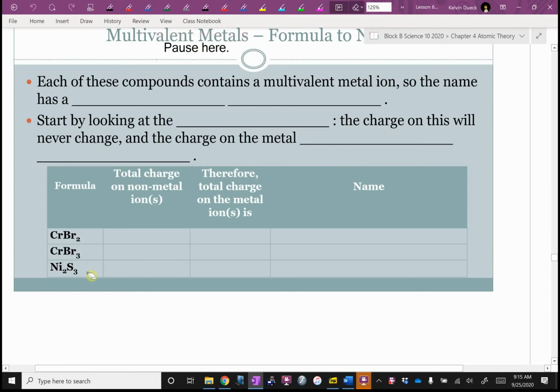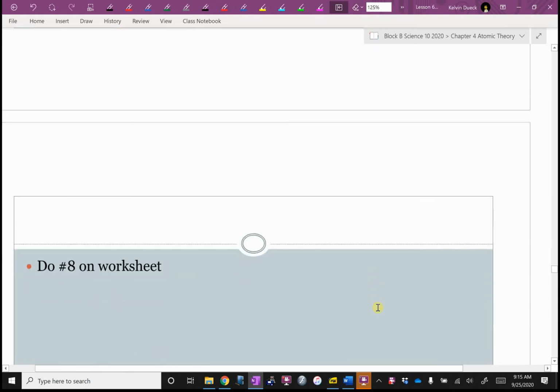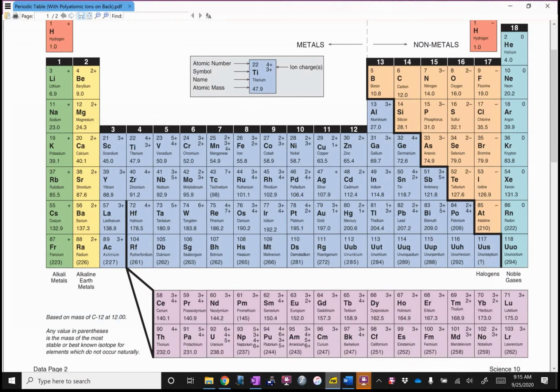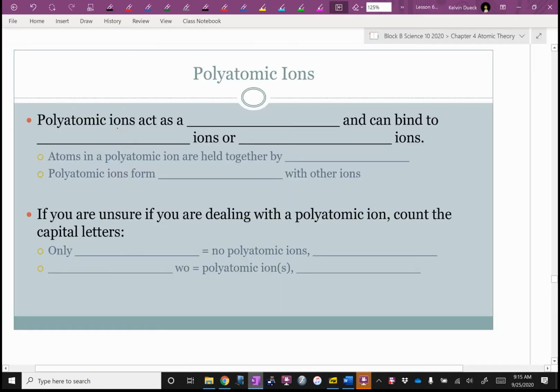So going from a formula to the name for multivalent is tricky. This is why I said we're going to skip that and jump straight to polyatomic ions. What are polyatomic ions? They're on the back of your periodic table. They are these ones here. These are ions because they have a charge. They all have like a +1 or a -1 or whatever. But they're polyatomic because they're made up of more than one atom. How do these work? Polyatomic ions act as a big uber atom, as a single atom.